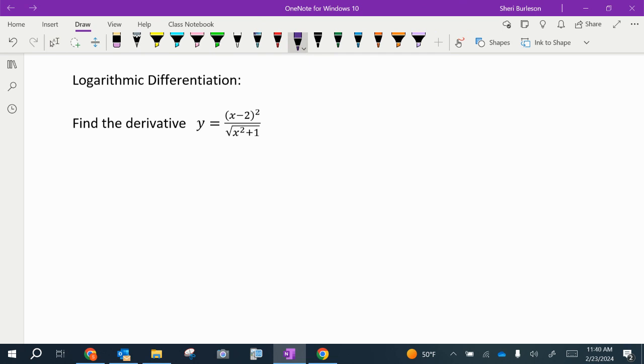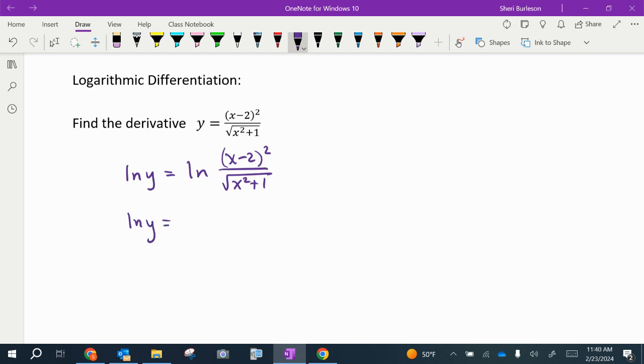But we have this process called logarithmic differentiation, which is going to allow us to use log properties to simplify the derivative. So if y equals this function, x minus 2 quantity squared over the square root of x squared plus 1, I can do the same operation or the same function on both sides of this equation, and the values would still be equal. So what I'm going to do is take the natural log of both sides of my equation, which is going to allow me to use log properties.